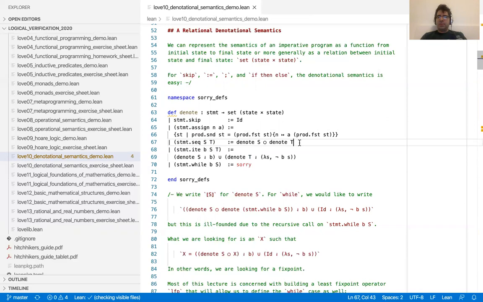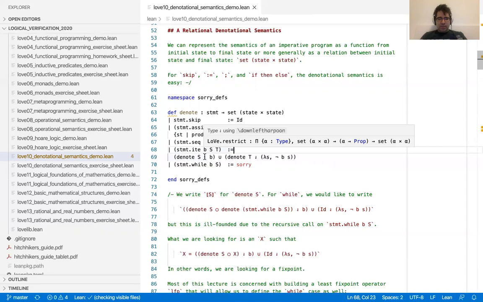But you have to be very careful here, that you really write what you mean. And if you don't, you have to catch it somehow, presumably by proving some lemmas. Then you have if then else. If then else introduces a new little operator here, the down left harpoon. So good luck typing that in. I recommend copy paste.